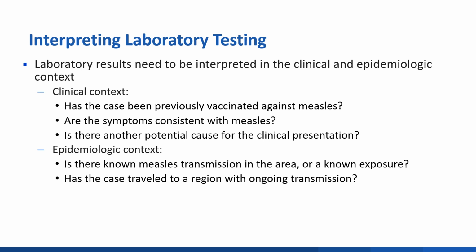From the epidemiologic context, we could ask other questions that inform how likely it is a person has measles. Is there known measles transmission in the area where this person is living, or a known exposure? And has this person traveled, either domestically or internationally, to a region with ongoing transmission? These features would raise the pretest probability and reduce the risk of false positive testing.